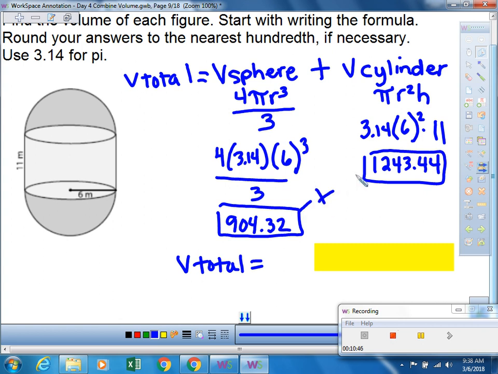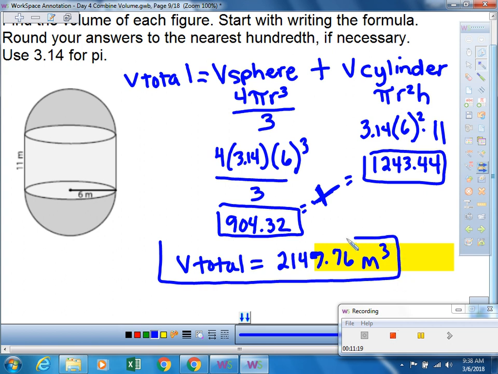So what are we going to do with these? Add. So add them up. And what do you get? 2,147. Everyone agree? Is that what you got? Did you label it? Don't forget. Label.